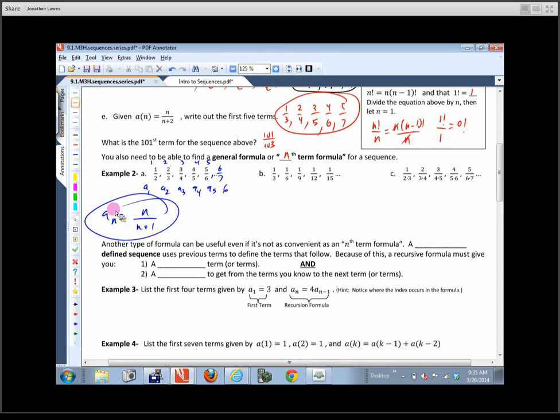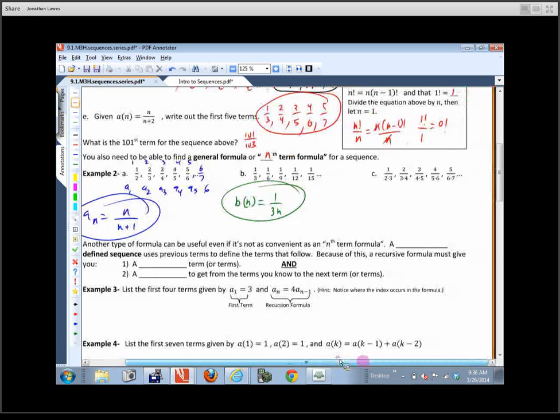Okay? So I'm going to write this one as b of n. Isn't this the one we did? Yeah. 1 over 3n. And there we go. Okay? Now, this one here might be a little bit more challenging, so I'm going to do c of n for this one. See if you can come up with a formula for that. And when you've got it, raise your hand. Okay? Got 2 people?